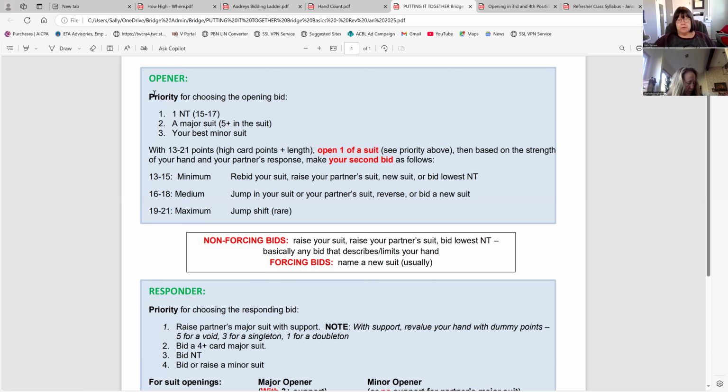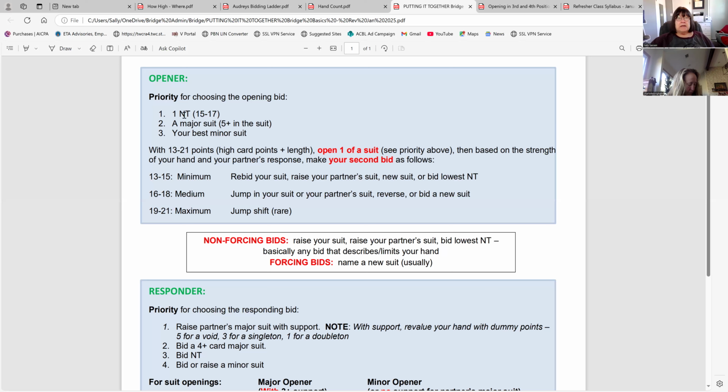So for the opener, in general, you need to have between 13 and 21 points to open at the 1 level. 1 club, 1 diamond, 1 heart, 1 spade, or 1 no trump. So anywhere between that, you open at the 1 level. Fewer than 13 points, you don't open. More than 21 points, you open 2 clubs, which we'll talk about in the 4th week. So if you're between 13 and 21, the opening bid, you have priorities for what you want to bid.